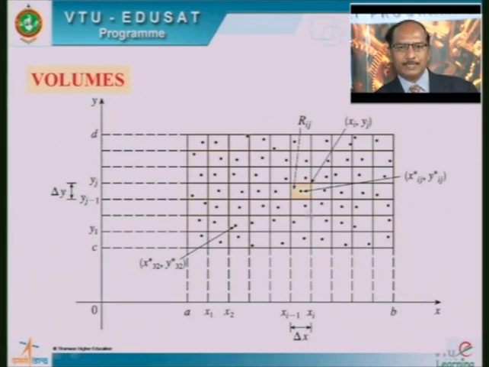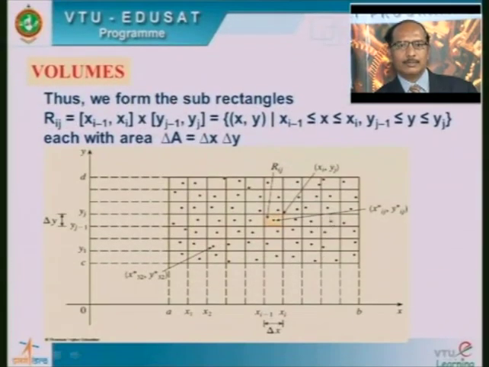Now consider an arbitrary rectangle. In the next picture you can see we form sub-rectangles. R_ij is nothing but an arbitrary rectangle, any rectangle, obtained with x_{i-1} to x_i as the length and y_{j-1} to y_j as the breadth. So R_ij is an arbitrary rectangle. Its area is length into breadth. It is a small rectangle with area delta A.